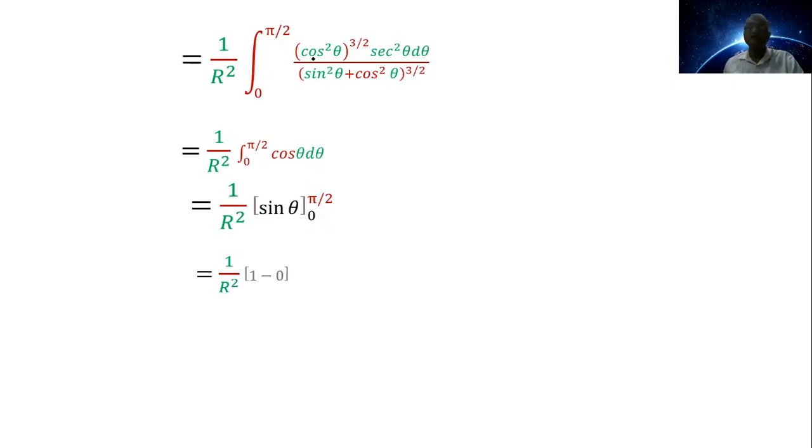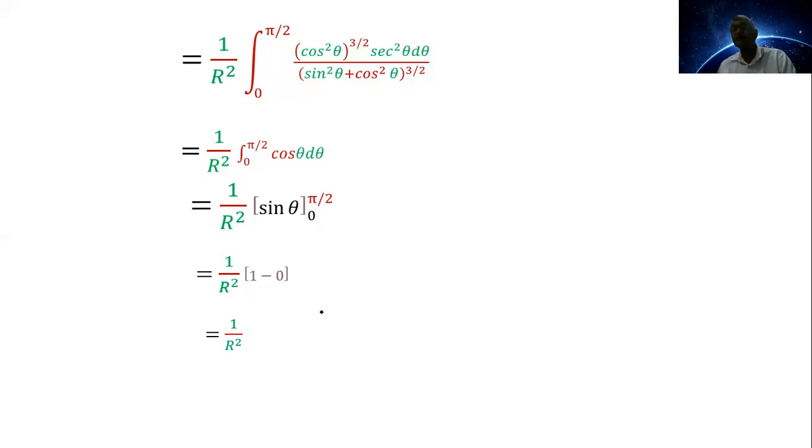What is sin pi by 2? Sin pi by 2 is 1 and sin 0 is 0. And that's why finally we get 1 upon r square.